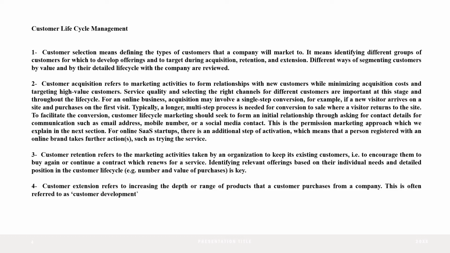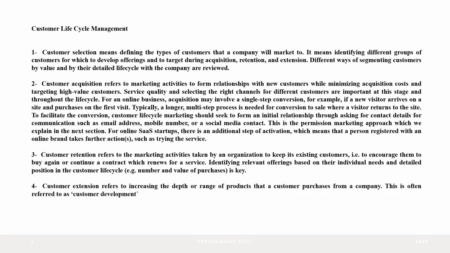2. Customer acquisition refers to marketing activities to form relationships with new customers while minimizing acquisition costs and targeting high-value customers. Service quality and selecting the right channels for different customers are important at this stage and throughout the life cycle. For an online business, acquisition may involve a single-step conversion. For example, if a new visitor arrives on a site and purchases on the first visit. Typically, a longer, multi-step process is needed for conversion to sale, where a visitor returns to the site.